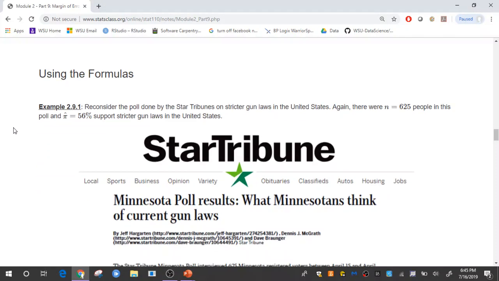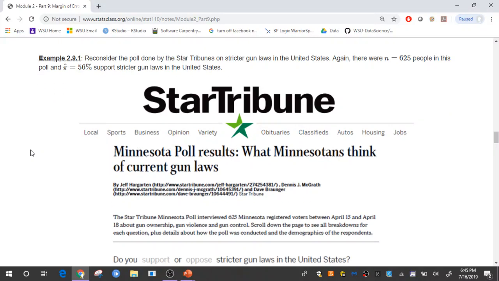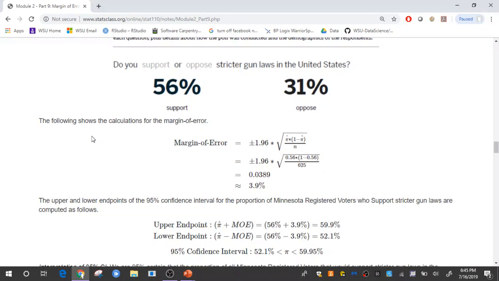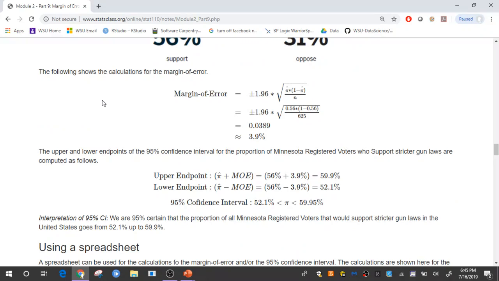Okay, so let's go ahead and use the formulas to show you how to get a margin of error for the Star Tribune poll. So again, the number of people was 625. The observed proportion from our study was 56%. So here I'm just plugging those values into the margin of error formula. So using 1.96, the pi hat is 0.56 here. I take 1 minus the 0.56. My sample size was 625. Going through those calculations, I get a margin of error of about plus or minus 3.9%.